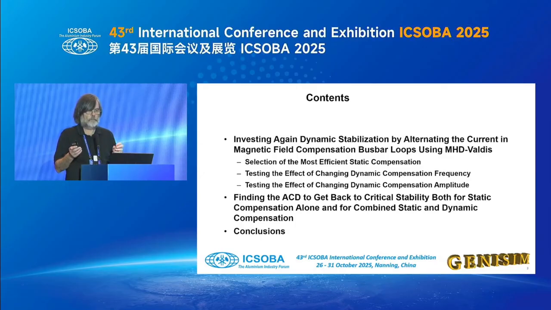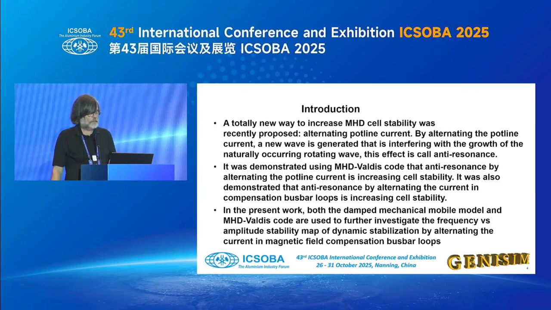of the cell. That is essentially oscillating the current in the compensation bus bar to oscillate the magnetic field in the cell, that oscillates the force field, that oscillates the interface at a different frequency than the frequency of the wave, to try to have an anti-resonance effect. That is what I'm explaining here. So essentially you create a fluctuation that is not helping the natural wave to grow and helps to stabilize the cell this way.